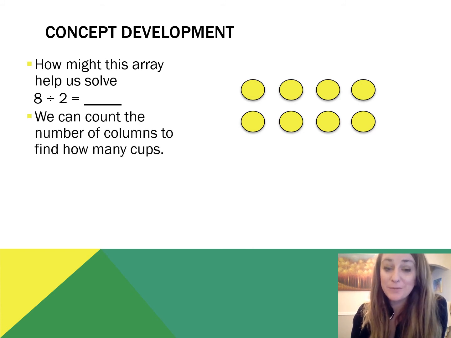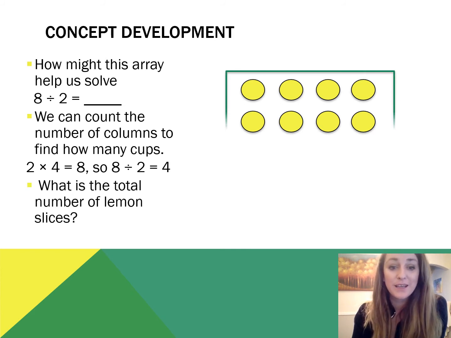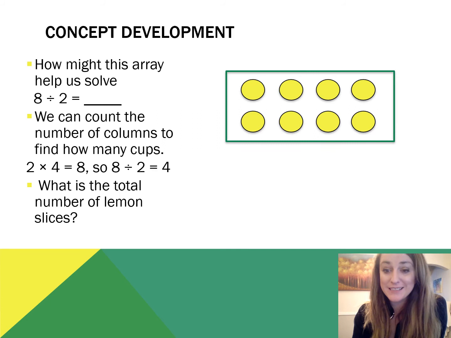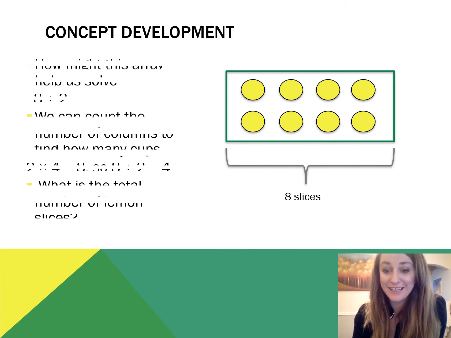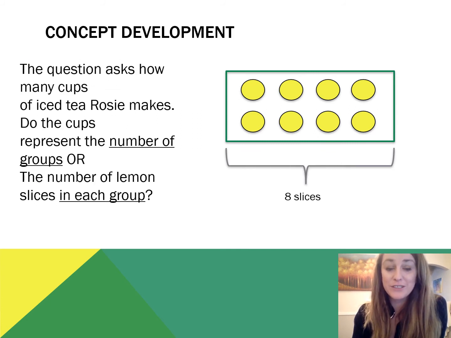We can count the number of columns. Remember, columns go straight up and down to find how many cups. 2 times 4 equals 8, so 8 divided by 2 will also equal 4. What is the total number of slices? 8 slices.